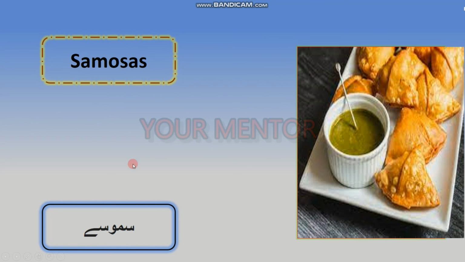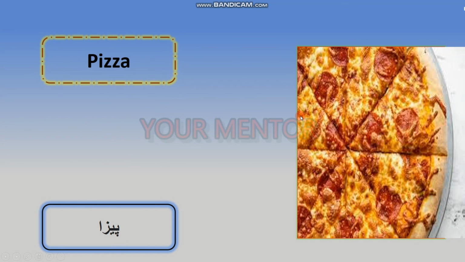Samosas. In Urdu also it is samose. These are some samosas. Pizza. This is a picture of pizza, and in Urdu also pizza, or sometimes we call it paratha. Pizza means pizza, and this is the picture.